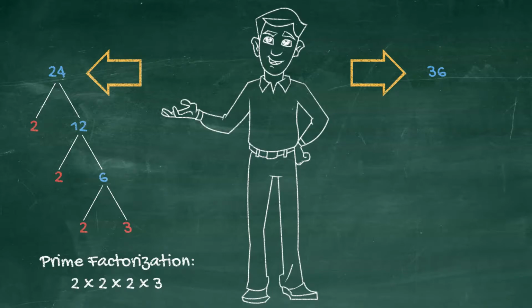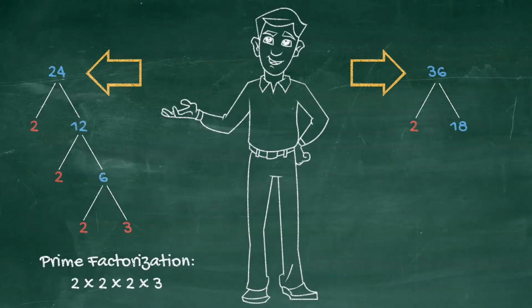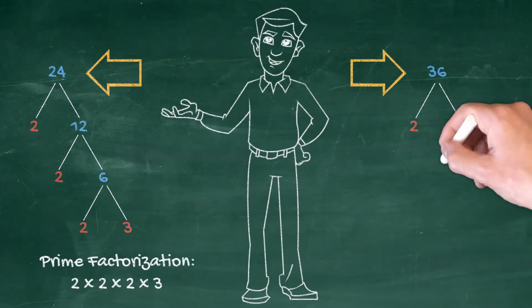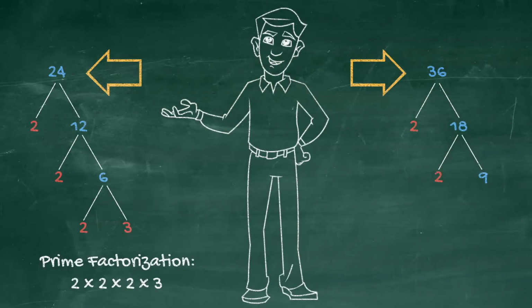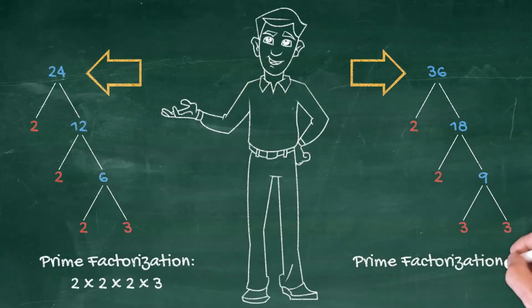Now let's do the same thing to 36. Check to see if it will divide by 2. It's even, so it will divide by 2. 36 divided by 2 is 18, and we keep dividing by 2 until we can't anymore. 18 divided by 2 is 9. 9 is not even, so we can't divide by 2 again. Now check to see if we can divide by 3. We can divide 9 by 3, and we end up with a prime number, 3, so we know we're finished. The prime factorization of 36 is 2 times 2 times 3 times 3.